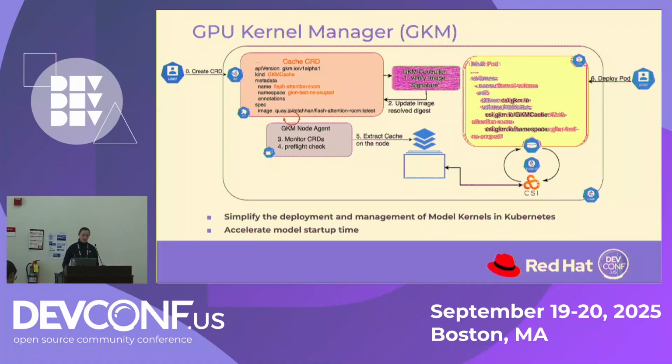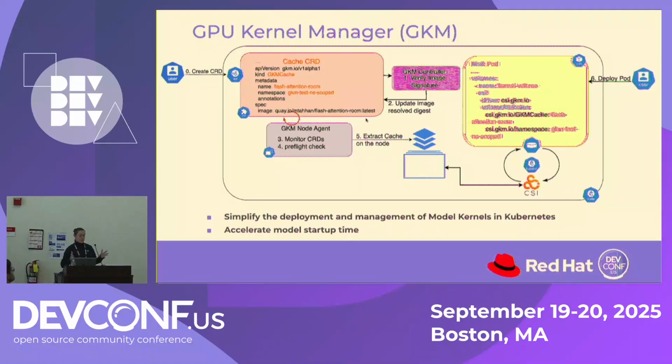So let's talk about what you would do if you wanted to distribute one of these caches throughout your Kubernetes cluster. The first thing you would do is create a cache CRD, as we can see in the example here. We're creating one for the flash attention ROCm kernel. What's really important is the kind. It's just a GKM cache kind. We have different types of caches that we support, but that's just one of them. The image is just a Quay image that we can see here.